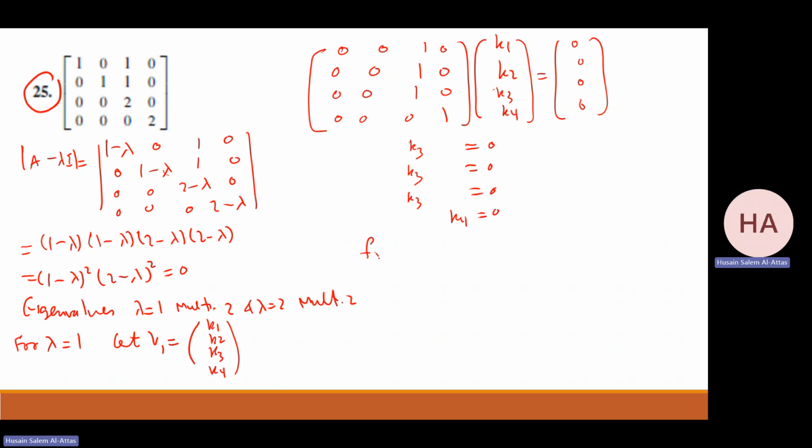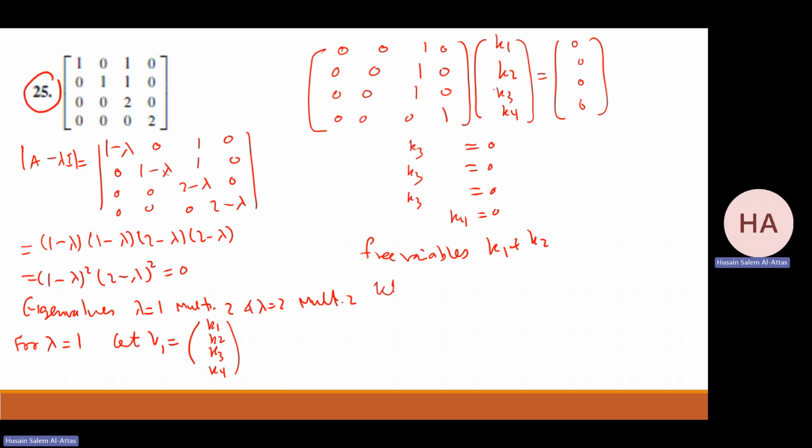So what are the free variables? Free variables, K1 and K2. No restriction on them. So what is my trick? I will let K1 equal 1 and K2 equal 0. Then I let K1 equal 0 and K2 equal 1. Everything is clear. So what will be V1? V1 will be 1, 0, 0, 0.